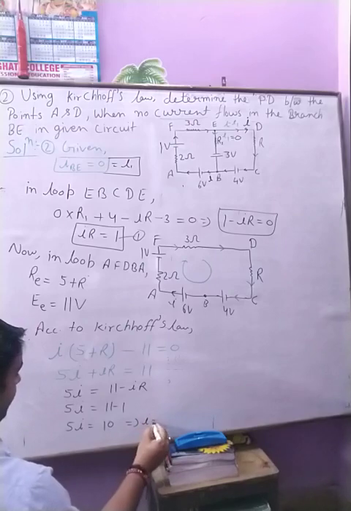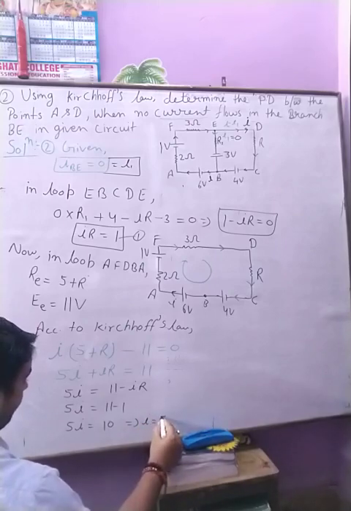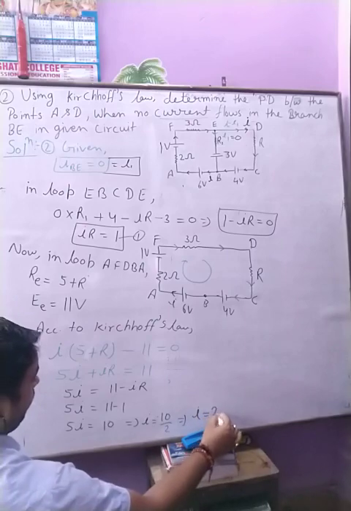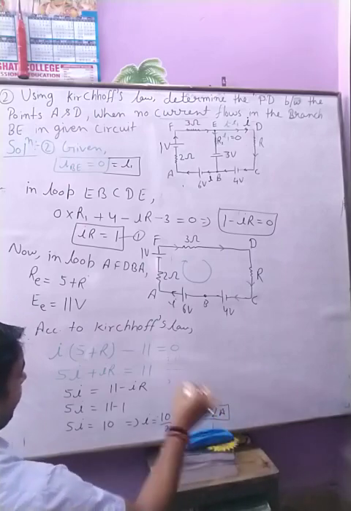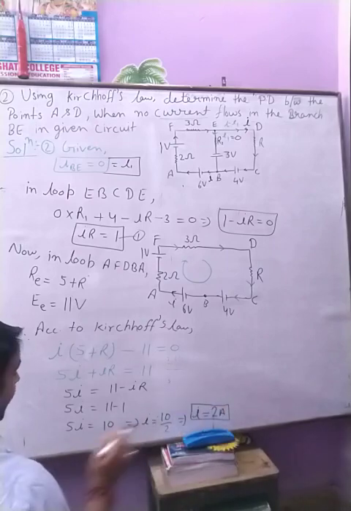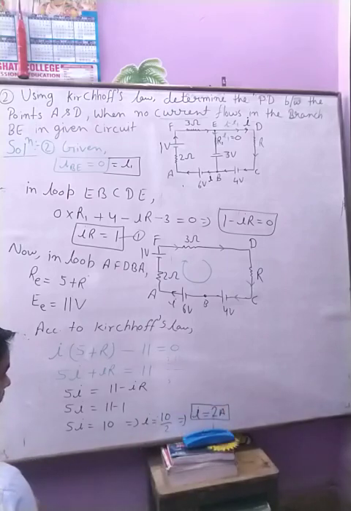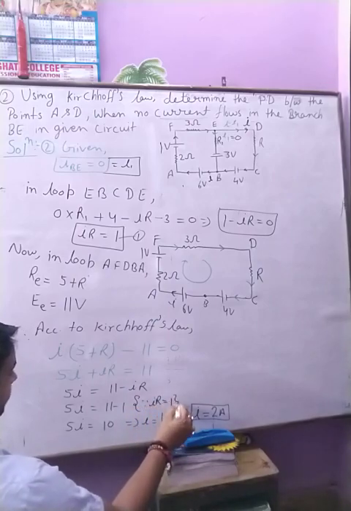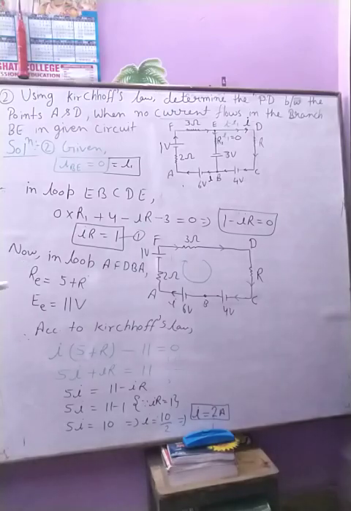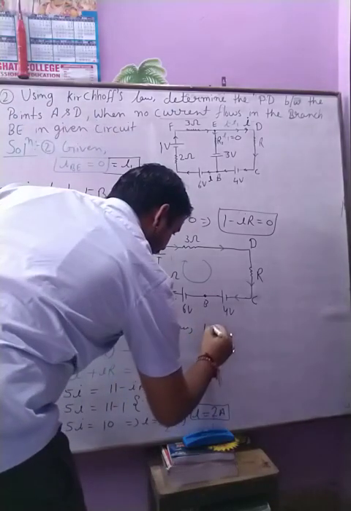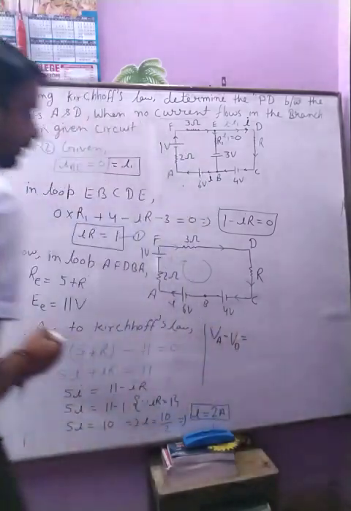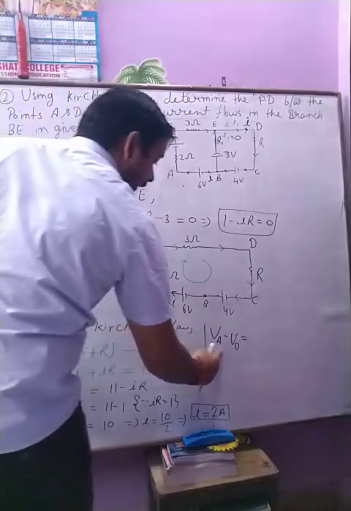Therefore, I is equal to 10 by 5, which is I equal to 2 ampere. This will be our current drawn from the total battery. Okay, because IR is equal to 1. Now we need to calculate the potential difference VA minus VD, the potential difference between A to D.